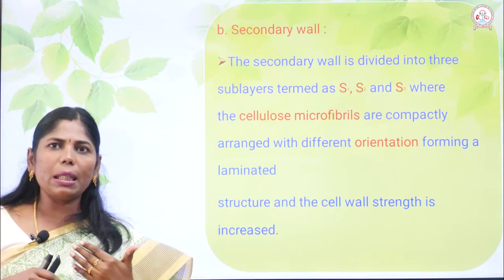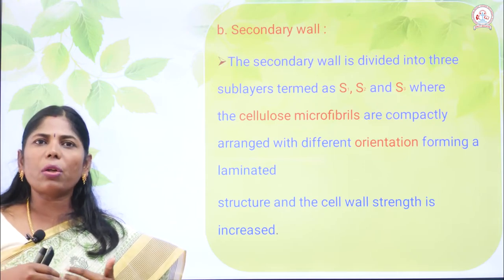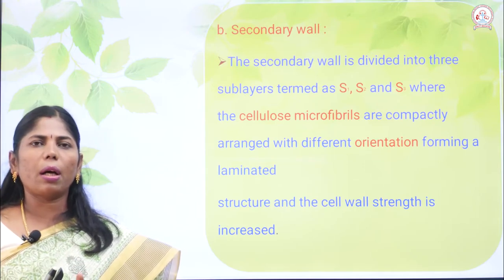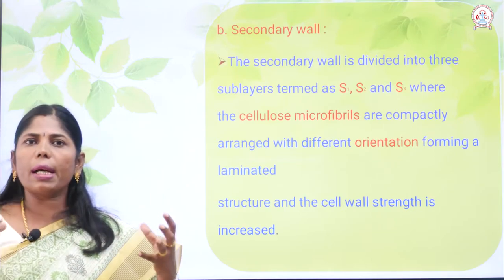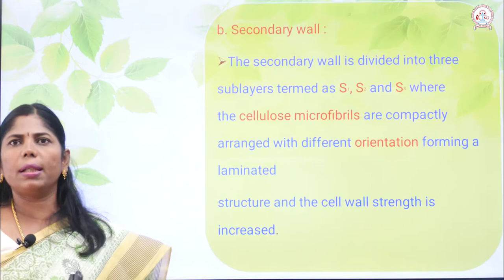The reason the cell wall strength increases is the orientation of the microfibrils. If they are formed tightly, the wall will definitely be very thick. If they are loosely arranged, it will be very thin in nature.